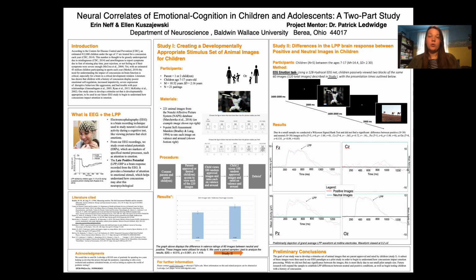We utilized 221 images from the NAPS database and the 9-point SAM mannequin scale to rate the images on valence and arousal. Valence refers to the positive or negative feeling that the image incites, and arousal pertains to how calm or excited the image makes the person feel. The valence scale varied from very unhappy to very happy, and the arousal scale went from very calm to very excited. The fish image below is an example of the animal images that they would have seen. Below it are the scales that the children used to rate each image.